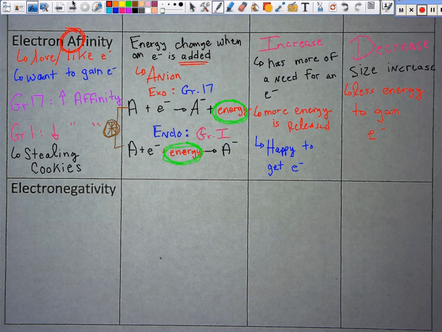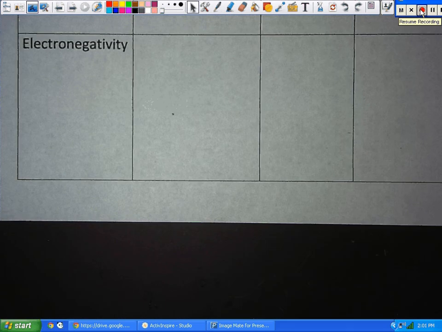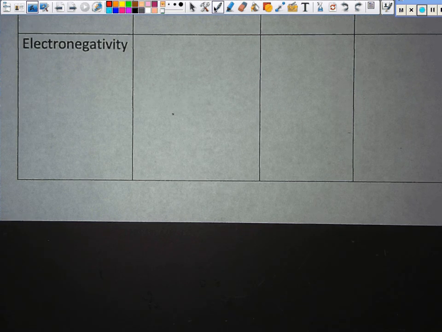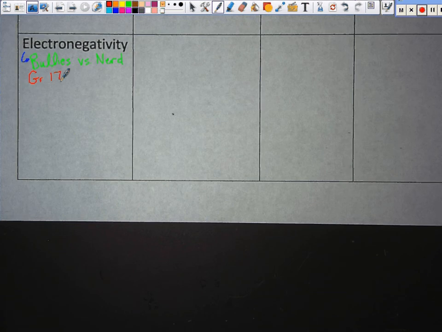Last topic, electronegativity. Now, this is the one that I think I love talking about the most, because it makes sense to me. And this is the bullies versus the nerds. So, what group are the biggest bullies? Group 17. Very good. What about the biggest nerds? Group 1. Very good. So, who is the most electronegative? Fluorine, very good. So, since fluorine's the most electronegative, what does that tell you about him?